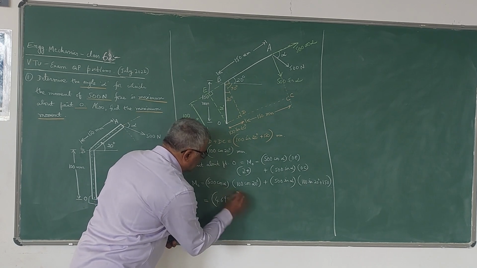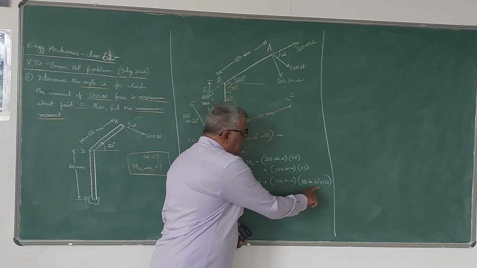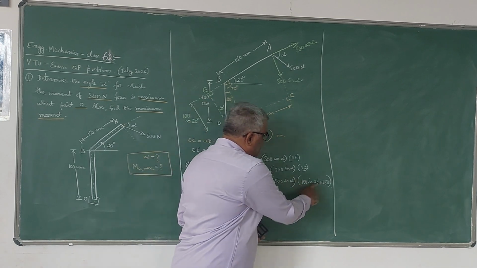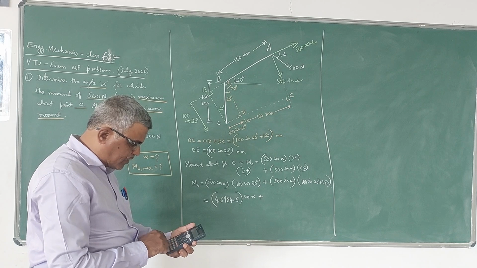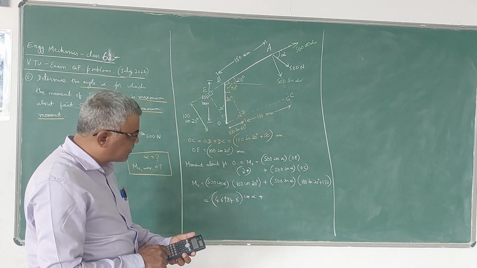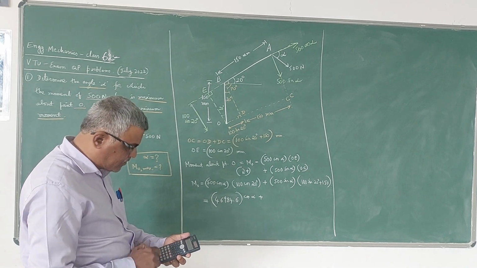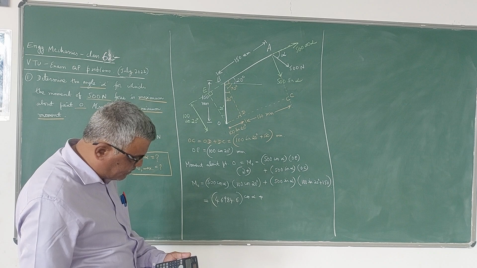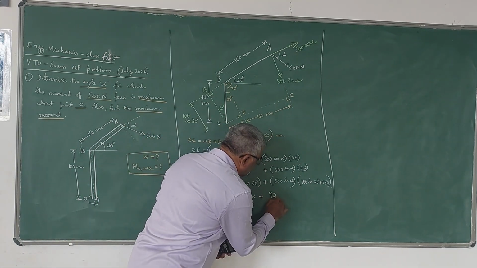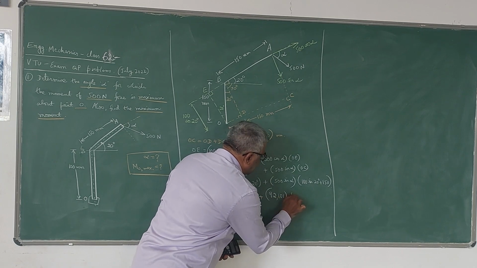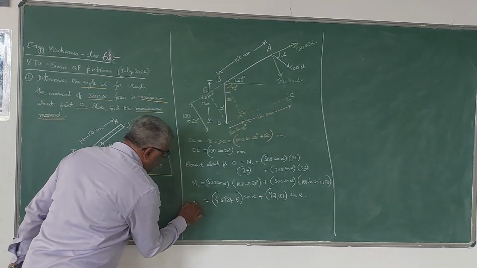46,984.6 into cos alpha. Alpha is unknown here. Plus here I have to multiply these two. Of course, this I can simplify: 100 into sin 20 plus 150 into 500. So this comes out to be 92,101 sin alpha. So this is the expression for MO.